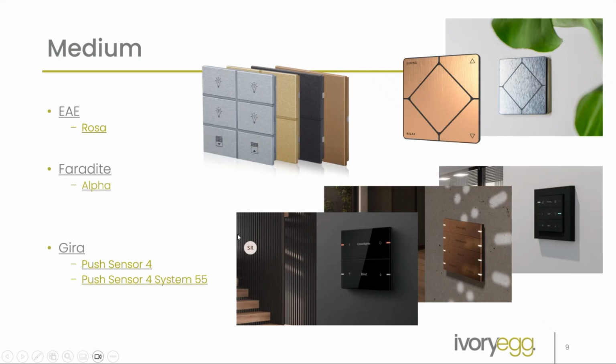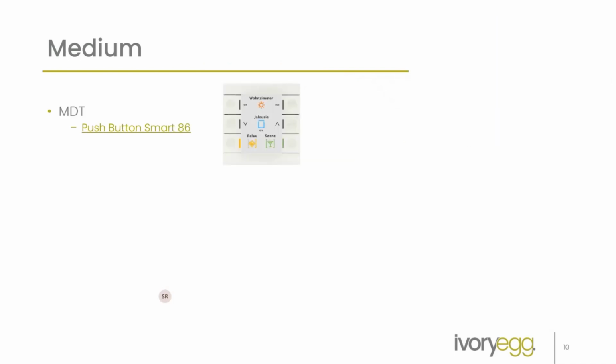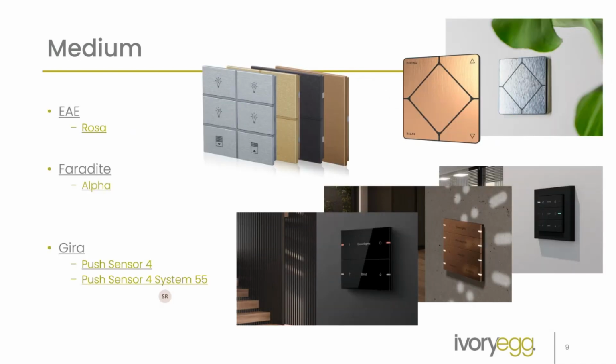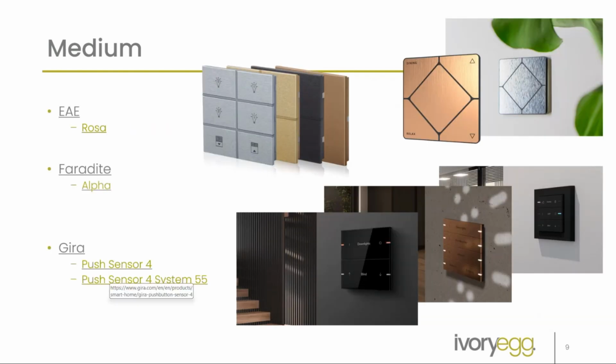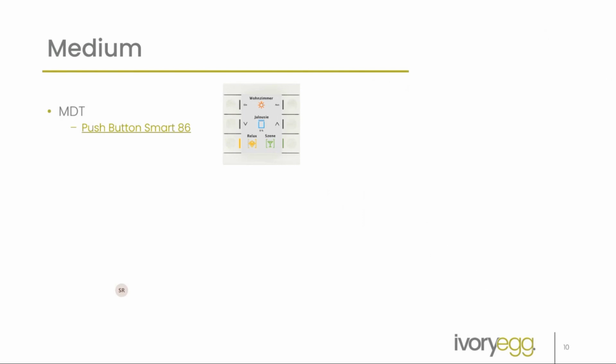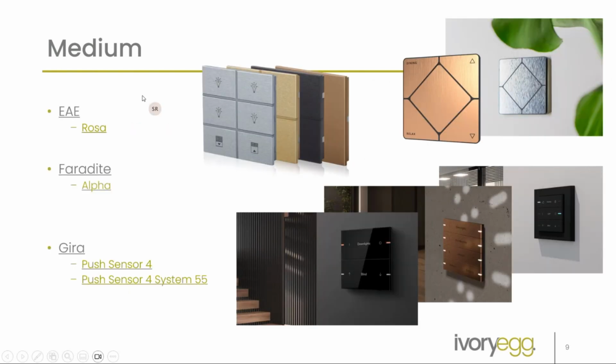Then the other mid-range Gira keypad, this one is a bit cheaper than the Sensor 4, a bit less expensive and budget friendly. Sorry, I did not mean to click that. Not sure if I put a link there. Should be a link. Here it is. Oh no, that's all right, whatever. The other one can come in a flat. That's this one here. It can be two button, 4 button, or 6 button.